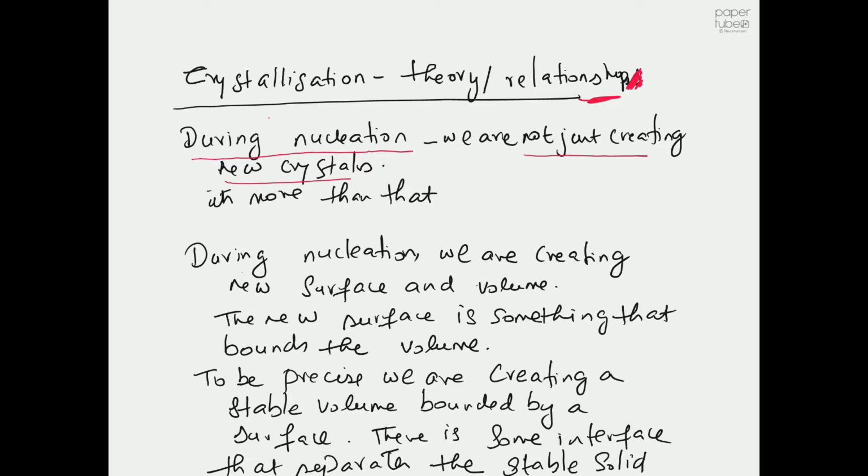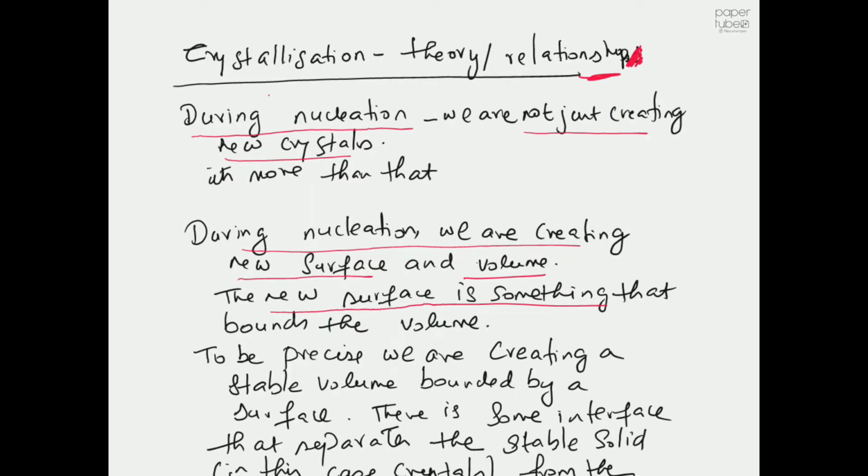That's a macroscopic observation, because you can see some crystals in the reactor, and you can say that nucleation is something that can produce new crystals. But if you want to give a scientific explanation, or if you need to imagine what's exactly happening in the solution, this is what happens. So during nucleation, what we are doing is creating a new surface, because your crystals have some definite boundary. So we have a new surface and some volume. And what do I mean by new surface? This new surface is something that bounds the volume of your crystal.